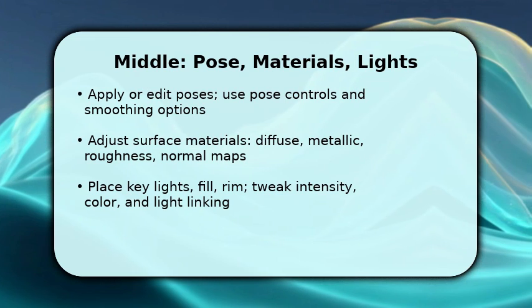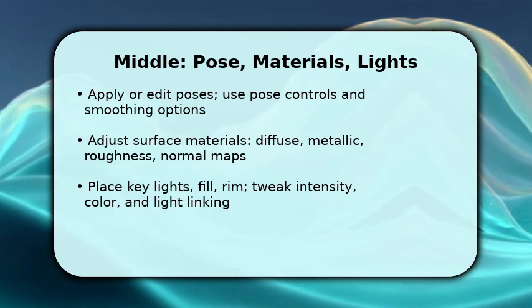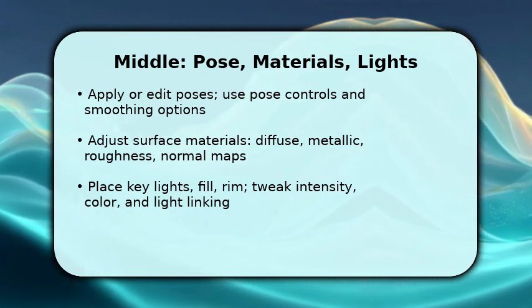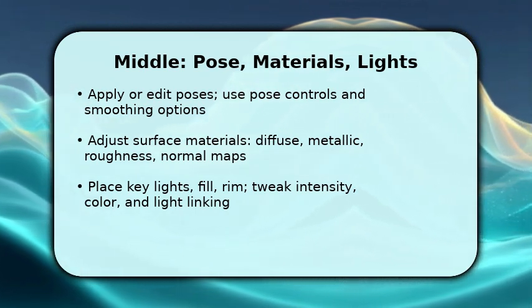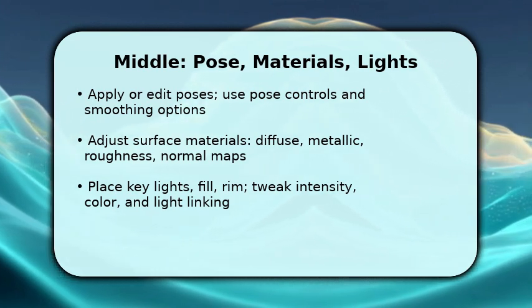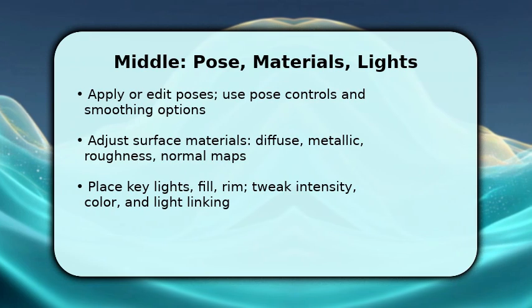Then build lighting. Position a key light, add fill and rim lights, and use light linking to isolate illumination. Make iterative test renders at low quality to check interaction between pose, materials, and lighting. This saves time before final renders.